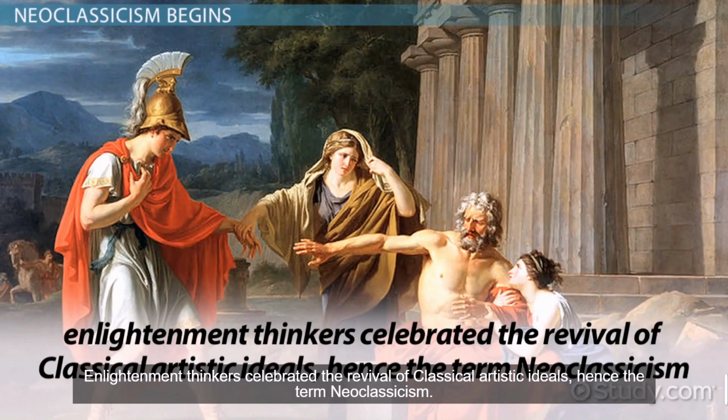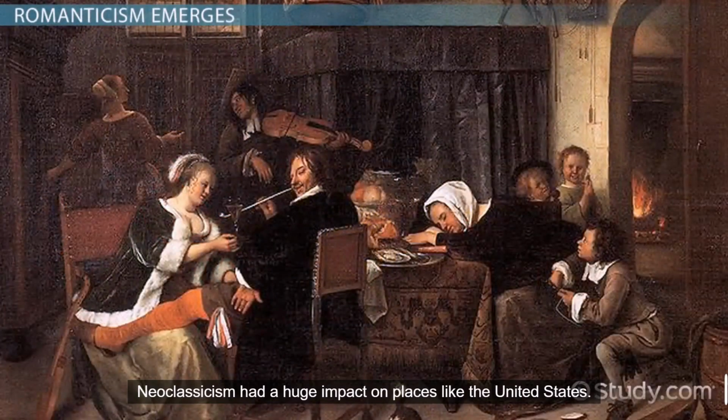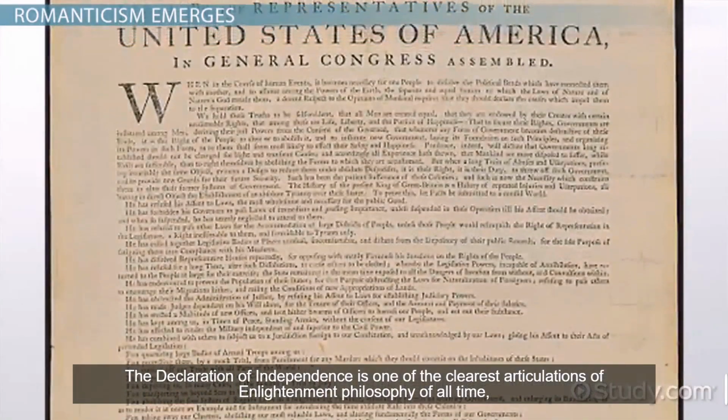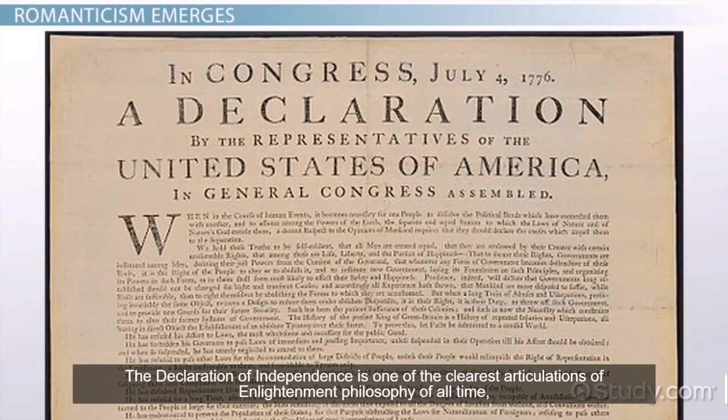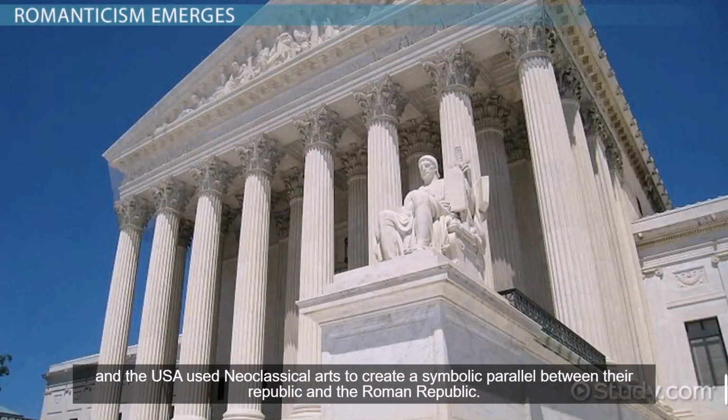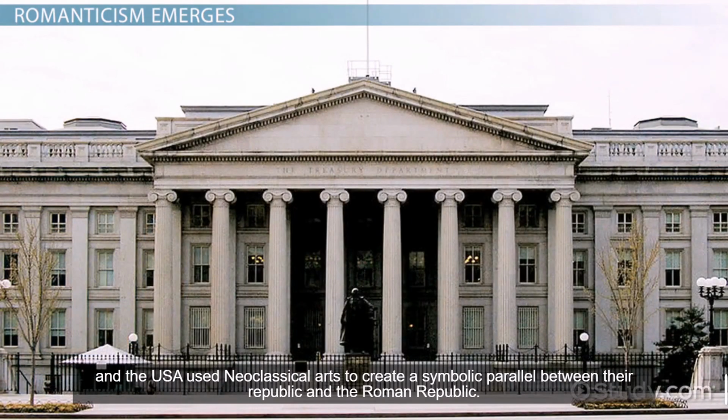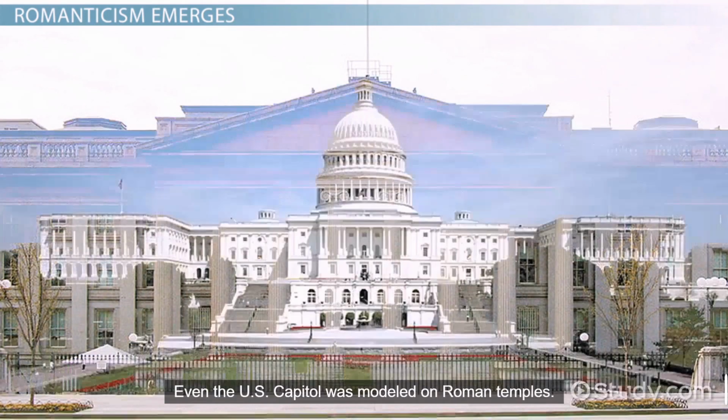Neoclassicism had a huge impact on places like the United States. The Declaration of Independence is one of the clearest articulations of Enlightenment philosophy of all time, and the USA used neoclassical arts to create a symbolic parallel between their republic and the Roman Republic. Even the US Capitol was modeled on Roman temples.